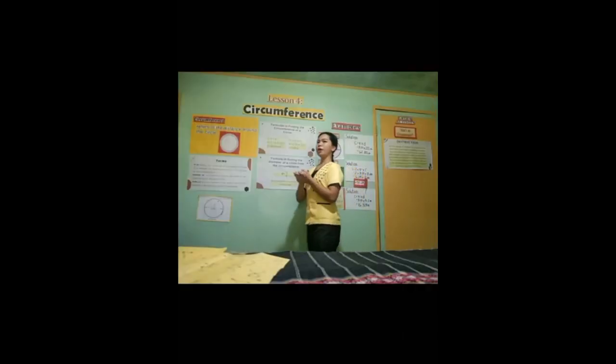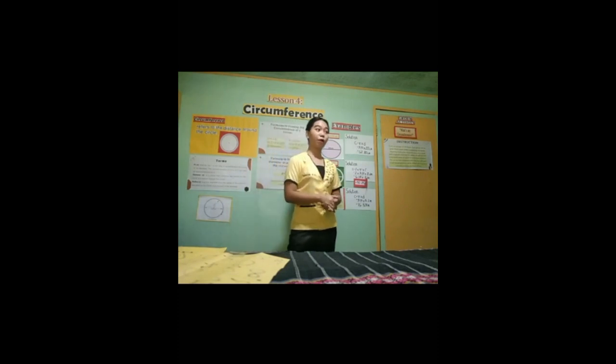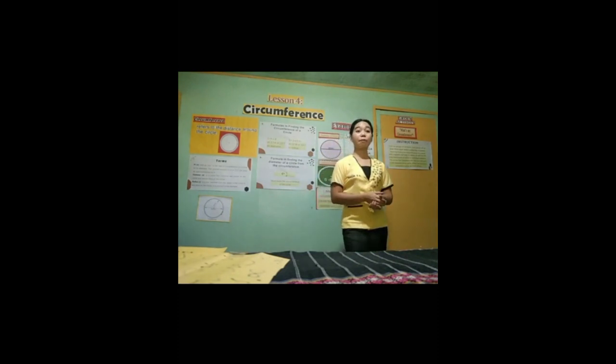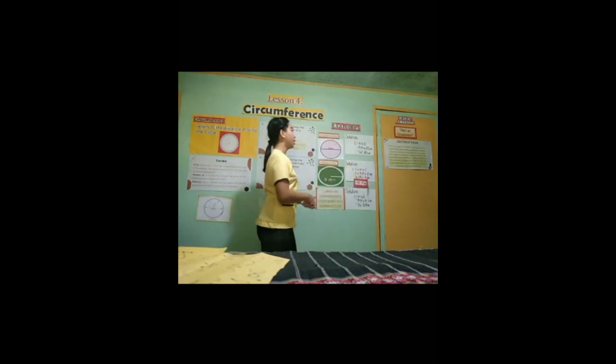So class, what is the equivalent of pi? Yes, Fiona? Very good. It is 3.14. So what is the symbol of diameter? Yes, Micah? Very good. It is letter D. Now, what is the symbol of radius? Yes, Harry? Alright, very good. It is R.